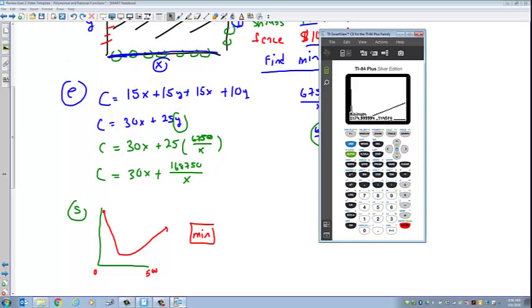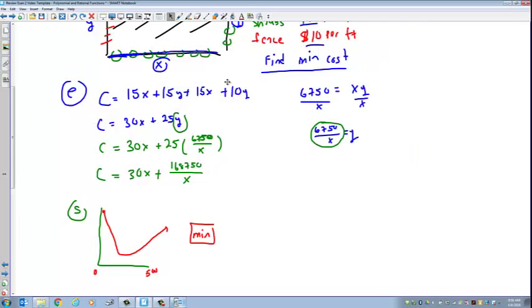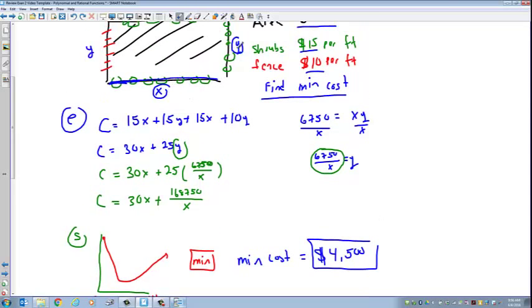And then be careful, this y and that y are not the same. This is the output, which is our cost. So our minimum cost is $4,500. So our min cost is equal to $4,500. And that's what they want us to find. So they said find min cost. They didn't say find dimensions, but if I did need to find the dimensions, the calculator gives you x, and to find y, you would just plug right back into this formula here. But that's my answer.